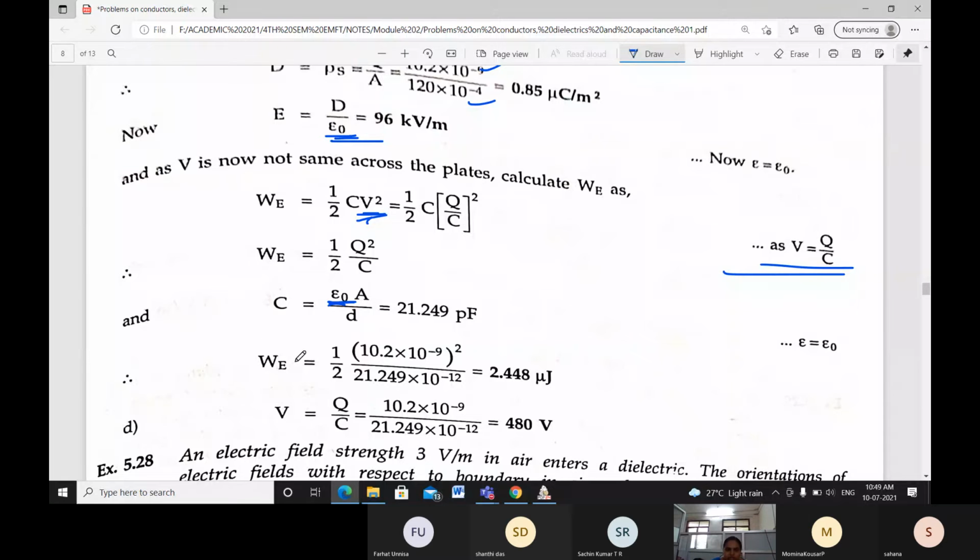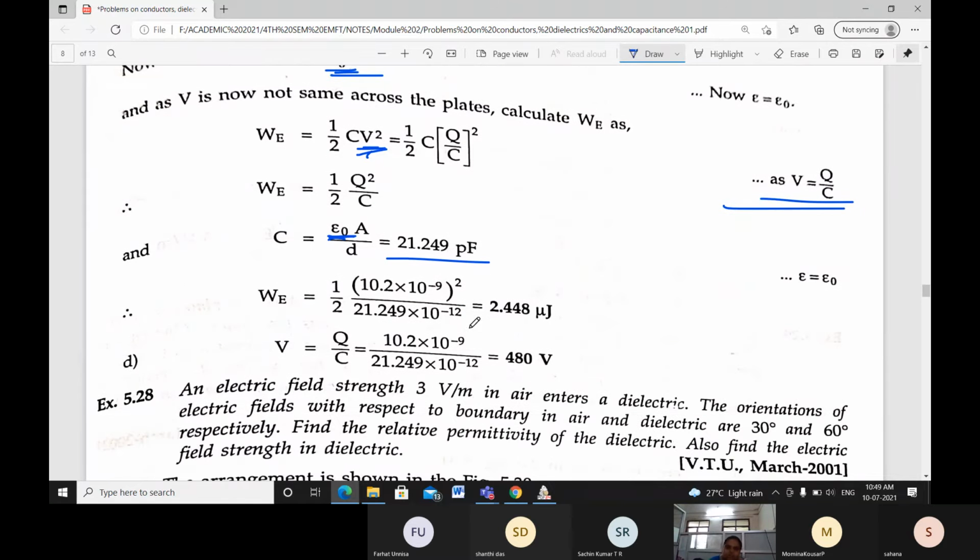Then W_E is going to be what? 1 by 2, we know about our Q squared. It will be remaining the same. For that reason, 10.2 into 10 raised to minus 9, whole squared, divided by our capacitance, which is this one, 21.249 into 10 raised to minus 12. Then we will be getting 2.448 microjoules.